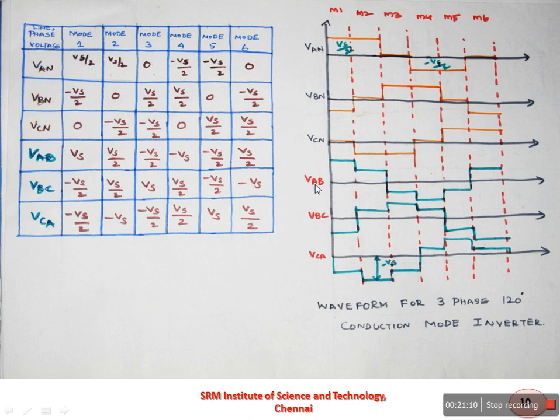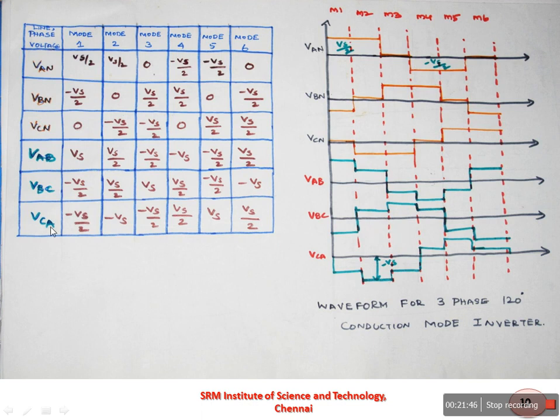In a similar way, you can draw the line voltage waveforms of VAB, VBC and VCA. So here for VAB, for mode 1, it goes to Vs, then it goes to Vs by 2, then minus Vs by 2, then minus Vs by 2, then plus Vs by 2. For VBC, start with the negative side, minus Vs by 2, then plus Vs by 2, then plus Vs, then plus Vs by 2, then it goes to minus Vs by 2, then it comes to minus Vs.